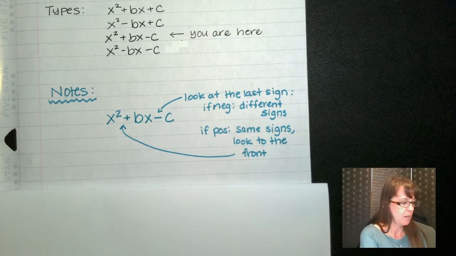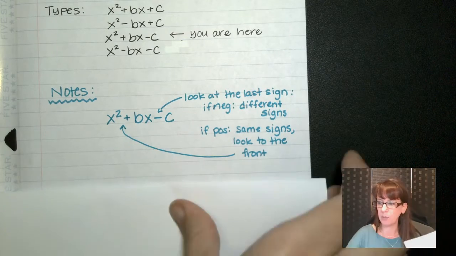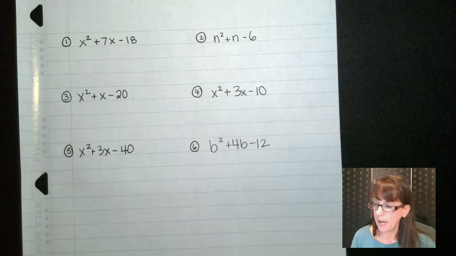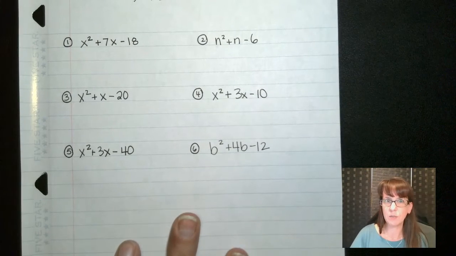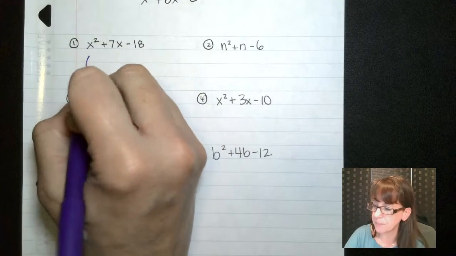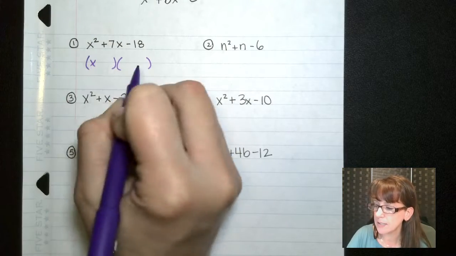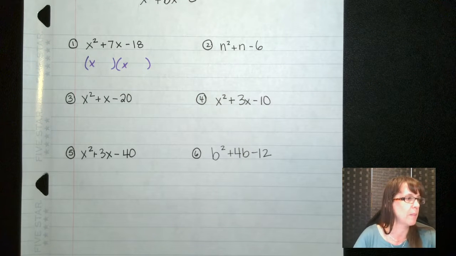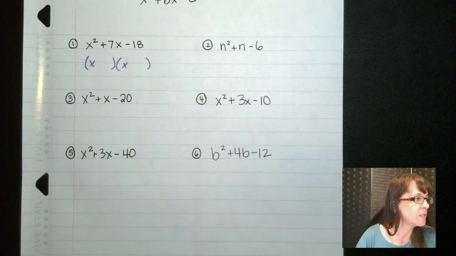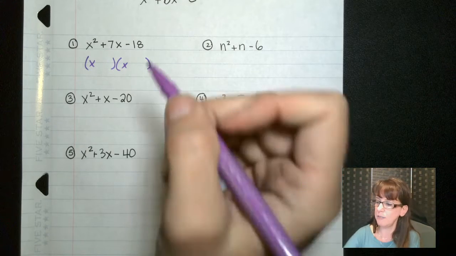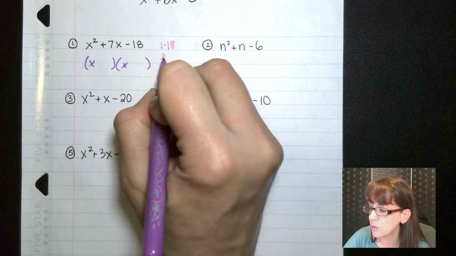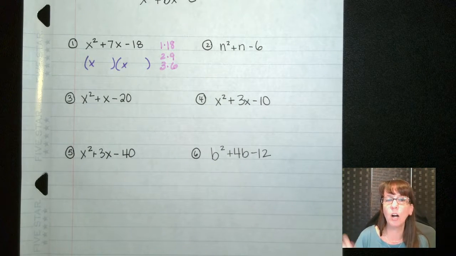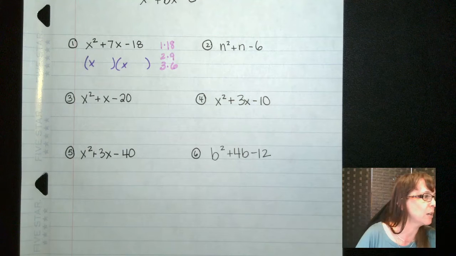Let's get started. All right, with our first one here, we've got x squared plus 7x minus 18. Make my bubbles, x, because if I do x times x, that will give me x squared. And so for our next one, we've got to list all our factors of 18. 1 times 18, 2 times 9, 3 times 6. I think that's it.